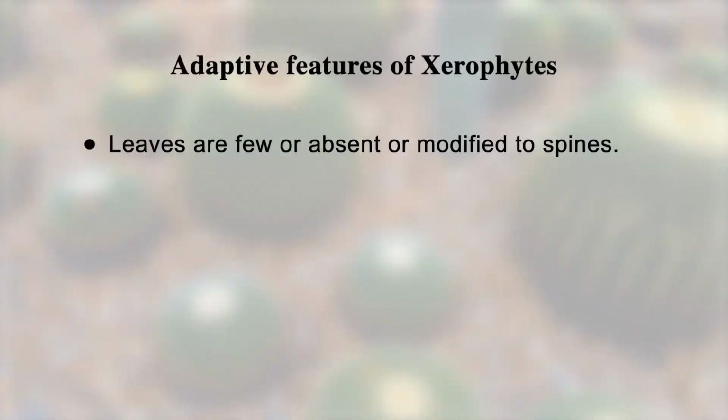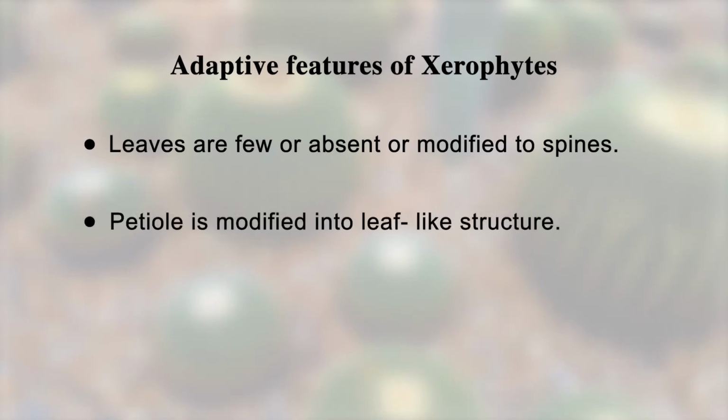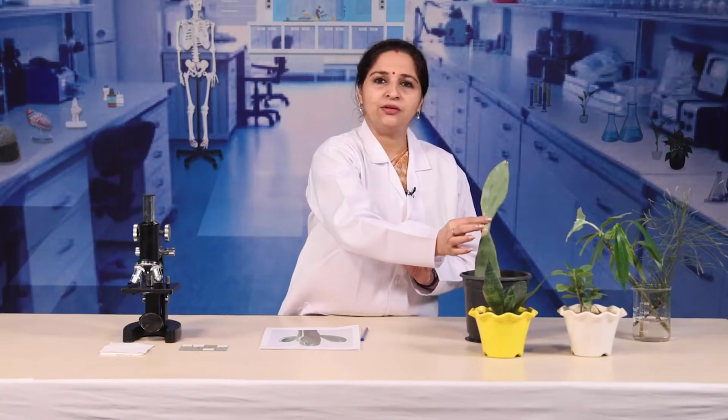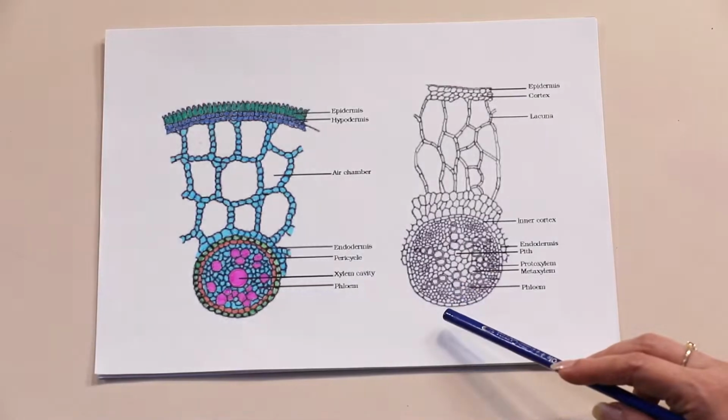Leaves are few or absent or modified to spines. Petiole is modified into a leaf-like structure. Stem is reduced. These modifications are for conservation of water as these plants grow in scarcity of water. In some cases like cacti and succulents, stem is flattened like a leaf. It is green and photosynthetic in function as leaves are reduced to spines.